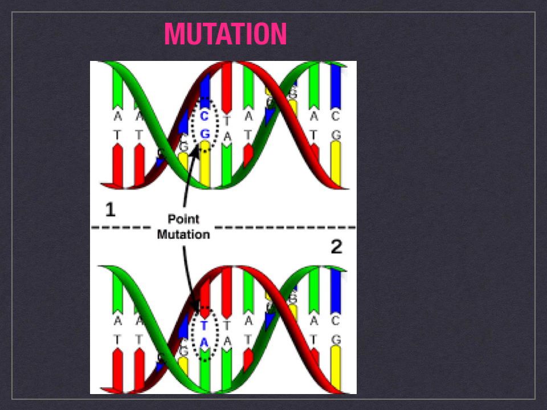Now, as you can see in the slide, in the first picture, there is a pairing between cytosine and guanine, represented by the alphabets C and G. But there is a mutation which occurs in the particular code. So in picture 2, you can see that in place of C and G, due to mutation, it is replaced by thymine and adenine. So the sequence is changed.